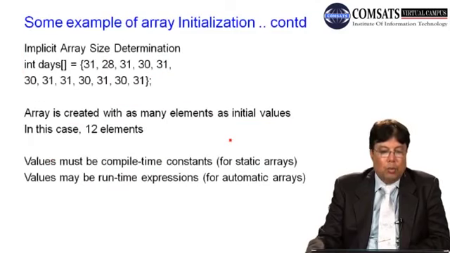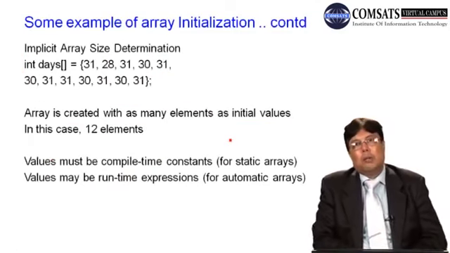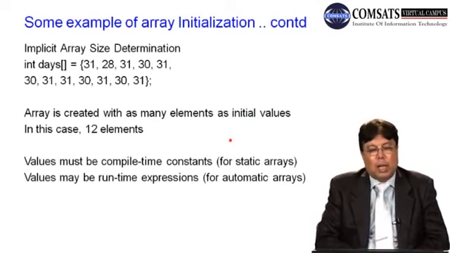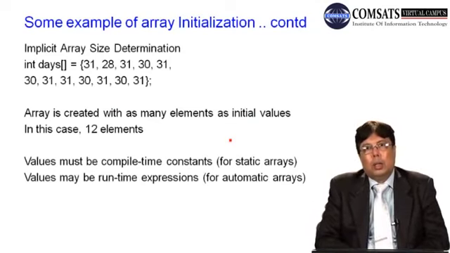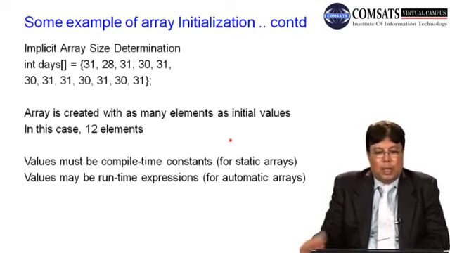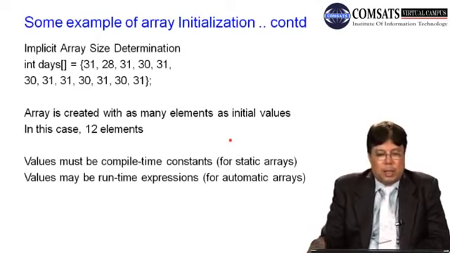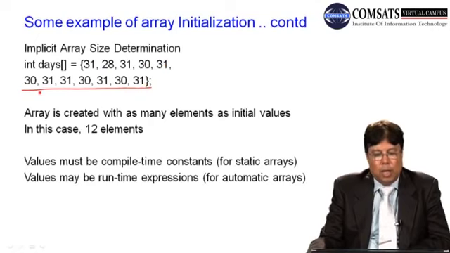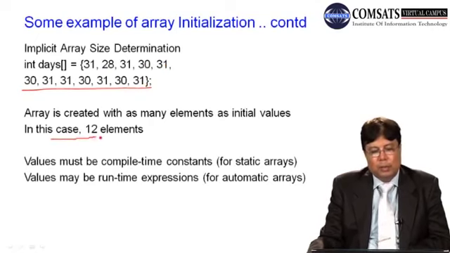I may take a few more. Implicit array size determination. I had just given you these examples, but I didn't use the word implicit array size. This size, the compiler counts 31, 28, 31, 30, 31. The compiler will compute, and say that it is 1, 2, 3, 4, 5, 6, 7, 8, 9, 10, 11, 12. So the compiler said that there are 12 elements. So the compiler will determine the size, and this determination of size is called implicit array size determination.